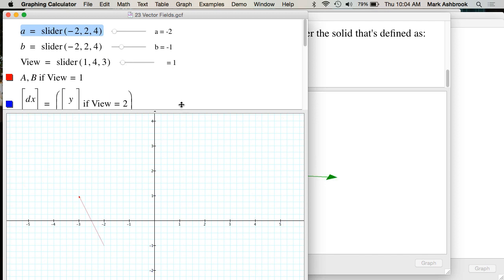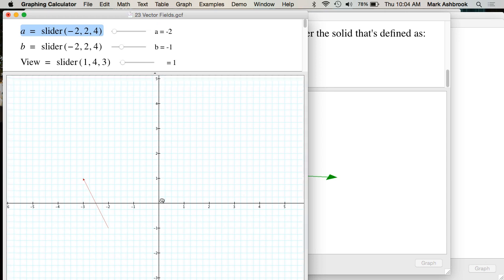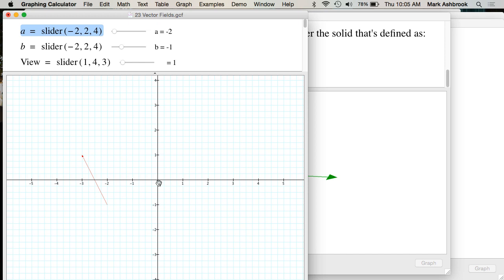Okay, here we go. So here is an example. So what does that look like then? That looks like this. A vector for a location, right? A vector for every location.